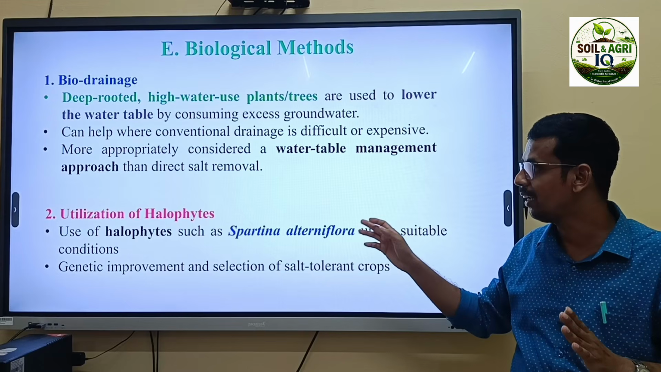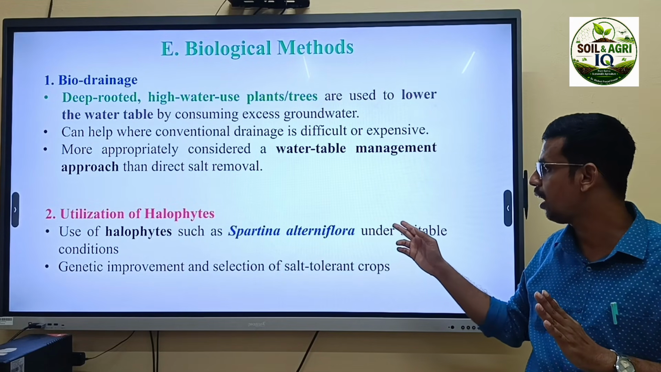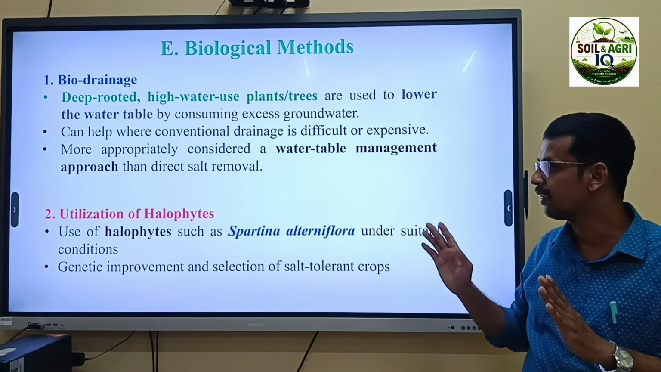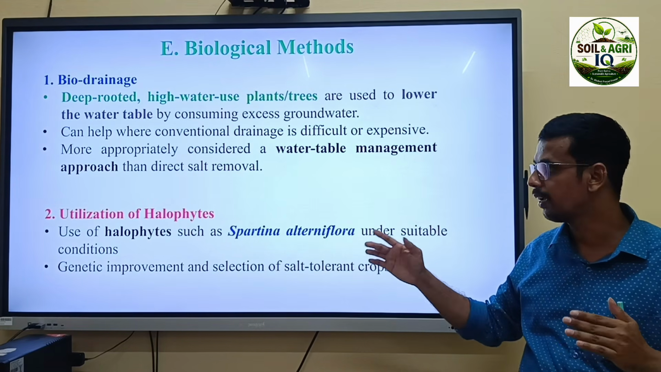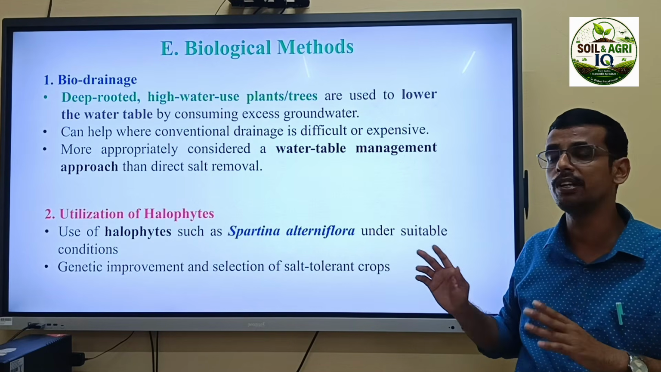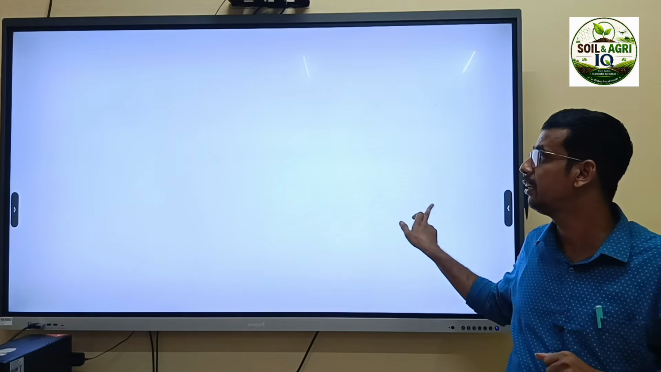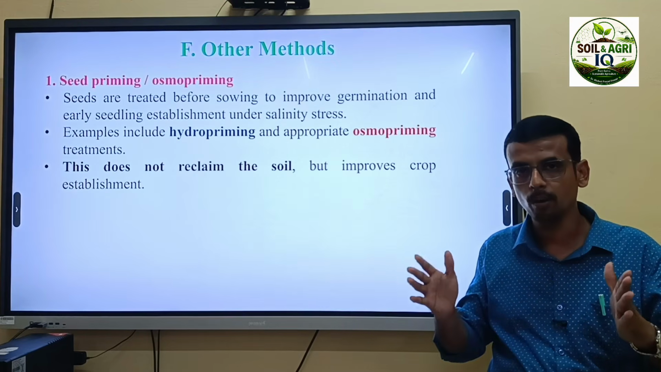And last one is the utilization of the halophyte. If you use halophyte plants like Spartina alterniflora, that can help to mitigate your saline soil condition. And also through genetic improvement, selection of salt tolerant crops can help to mitigate the problem of soil salinity. So other methods we have come to in the last of our lecture.